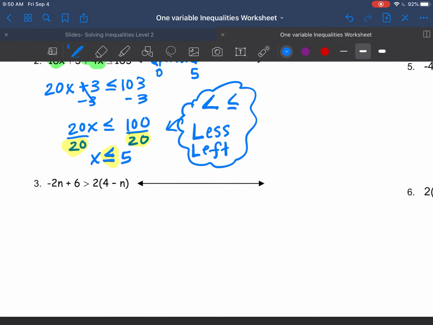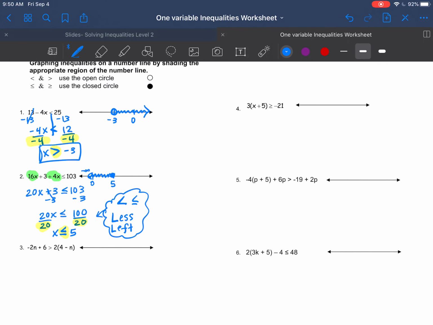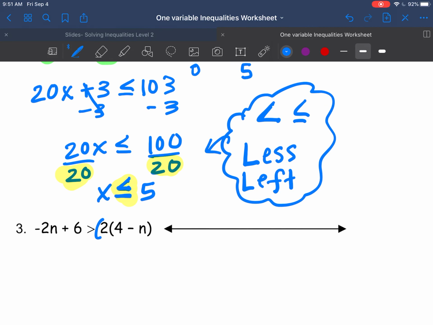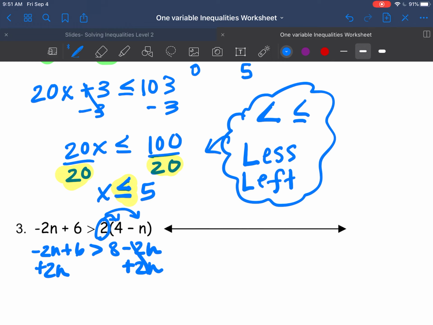Okay. Number 3. Let's get rid of these parentheses by distributing this 2. And then add 2n to both sides. Oh, all the n's canceled, leaving us with a 6 on the left and an 8 on the right. This statement says 6 is greater than 8.